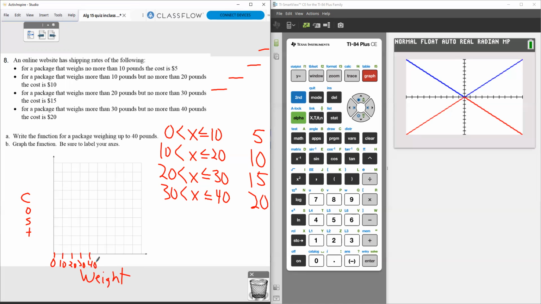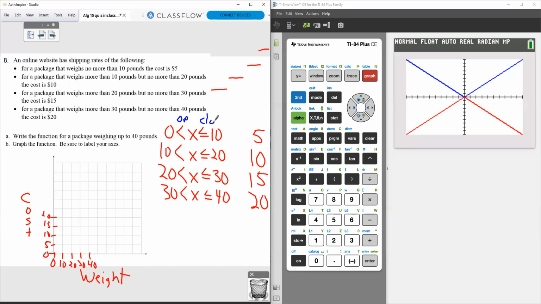For the cost going up along the side, I have to start at 0 here, and I'm just going to count by 5s: 5, 10, 15, and 20. 20 is my biggest number here, and 40 is my biggest number along the bottom. So that's how it looks laid out. Now I need to graph it. Remember that these are going to be open dots and these are going to be closed dots.